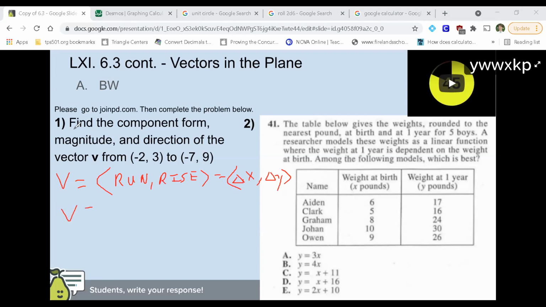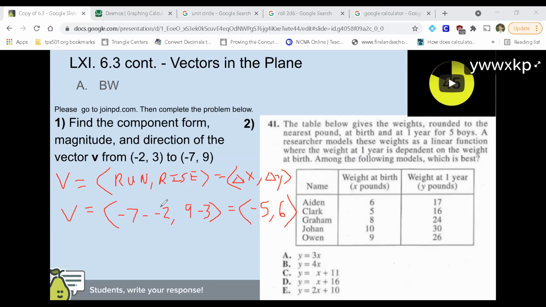For our vector, the change in x would be -7 minus -2, and the change in y would be 9 minus 3. So that's really -7 plus 2, so that's -5. 9 minus 3 is 6. So from -2, 3 to -7, 9, we go left 5, up 6.